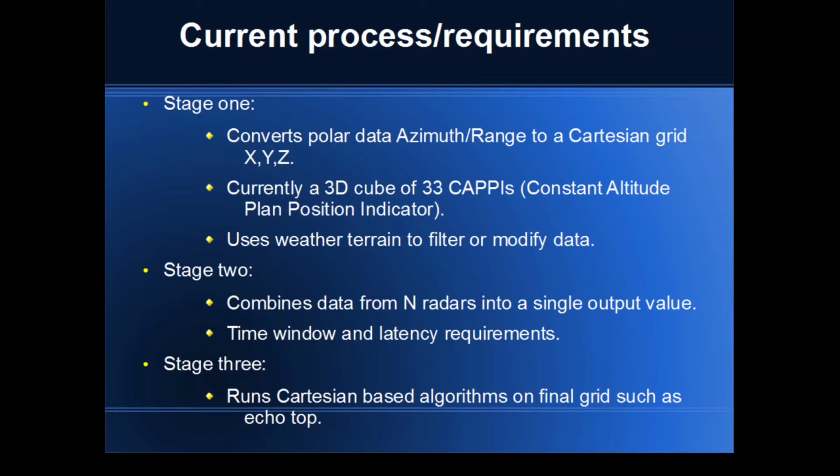Terrain plays an important role with radars, since the beam blockage can be fairly complicated. This involves digital elevation model data and calculating a percentage of blockage based on the beam and the height of the surrounding terrain. In the second stage, the time window of the data is important, so that old data expires, and we also need to have low latency of this data due to the nature of radar data usability. Finally, in the last stage, we also run various algorithms on the final global merged Cartesian data grid. These are algorithms such as ecotop, which calculates new values based upon a vertical column of the final Cartesian grid.